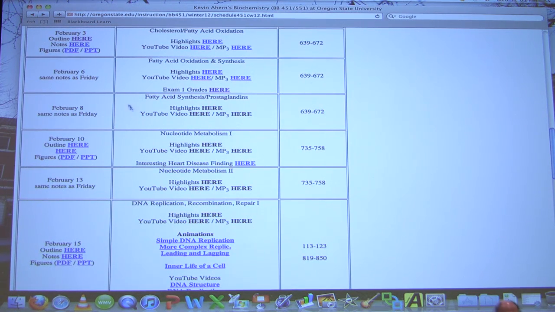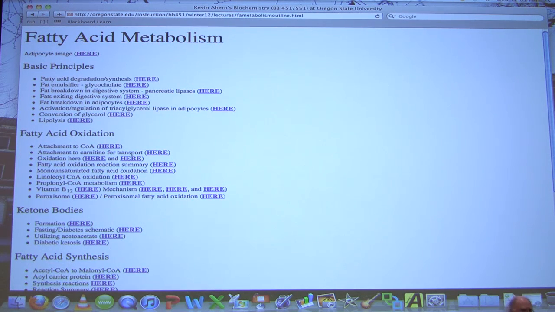Okay. I'm going to finish up, and we're actually going to get caught up and might even get a little bit ahead today with respect to fatty acid metabolism. And that will lead us into prostaglandin synthesis and metabolism. And then I may actually get into talking a little bit about nucleotide metabolism if I finish early today, which I think I will.